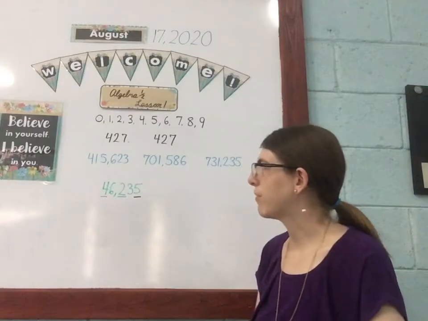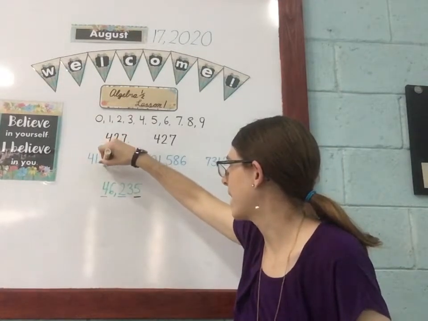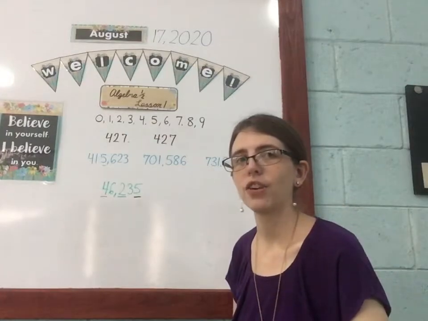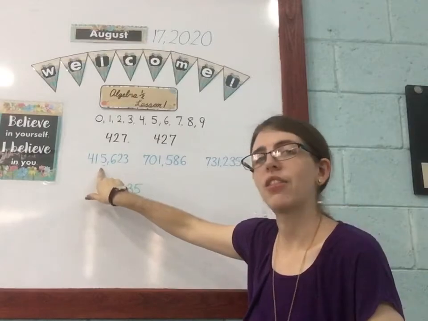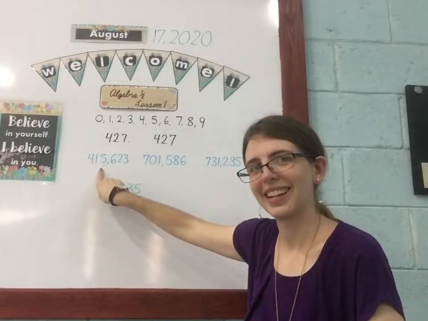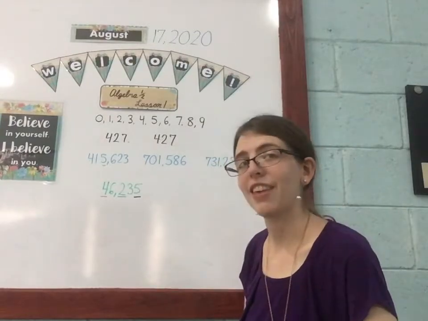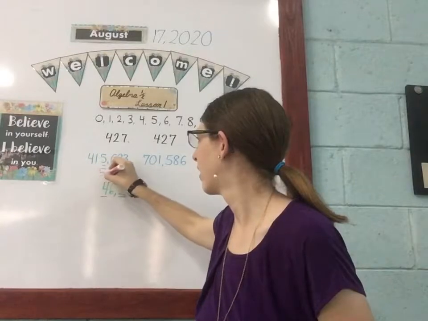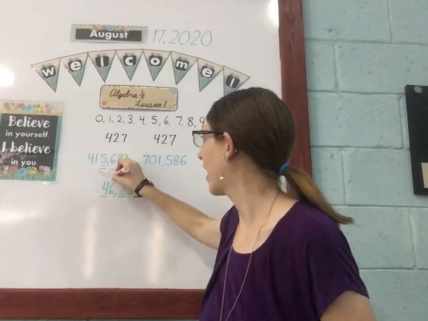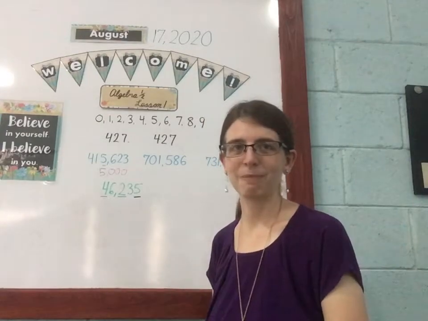So look at the number 5. The value of 5 changes based on where it is. For example, in this particular number, my 5 is right here in the which place? That's right, the thousands place. So since my number is in the thousands place, the value of 5 is 5,000 because it's found in the thousands place.